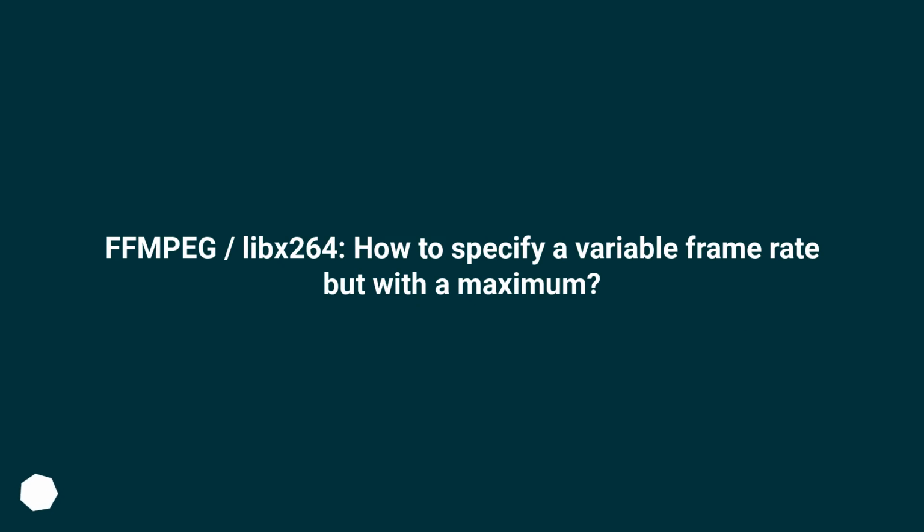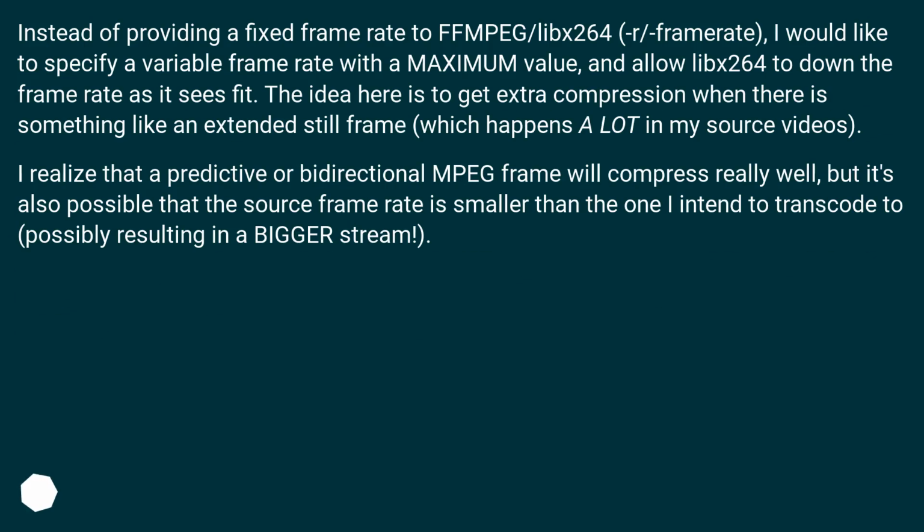FFMPEG, libx264, how to specify a variable frame rate but with a maximum? Instead of providing a fixed frame rate to FFMPEG/libx264 or /framerate, I would like to specify a variable frame rate with a maximum value, and allow libx264 to down the frame rate as it sees fit.